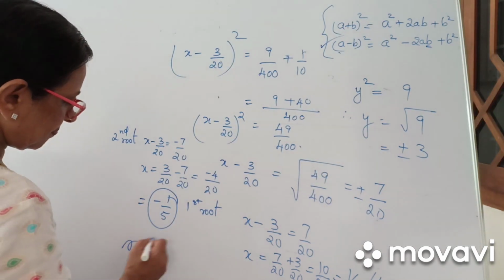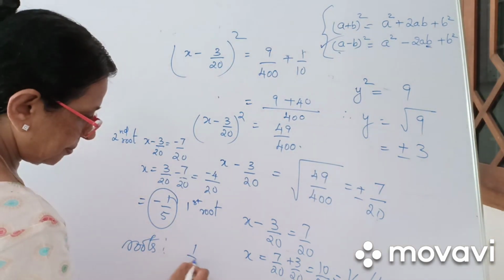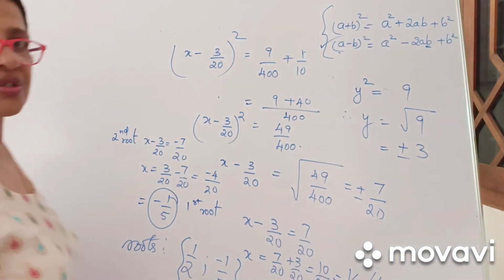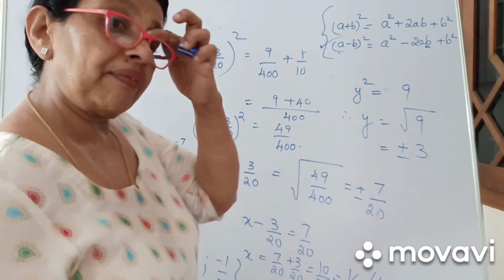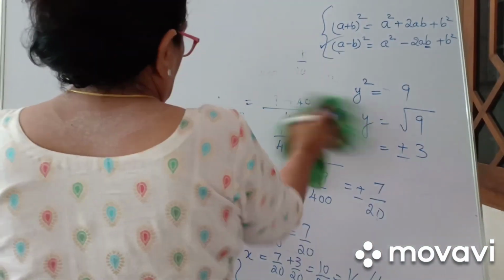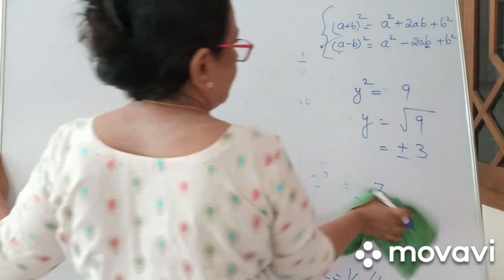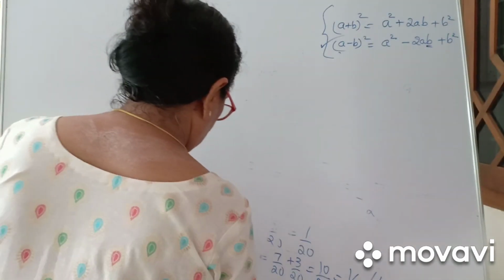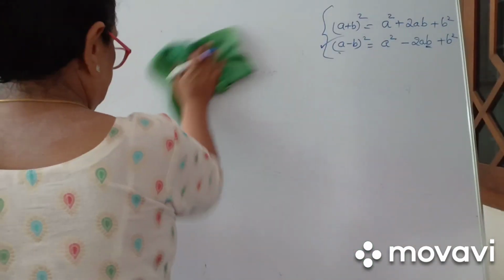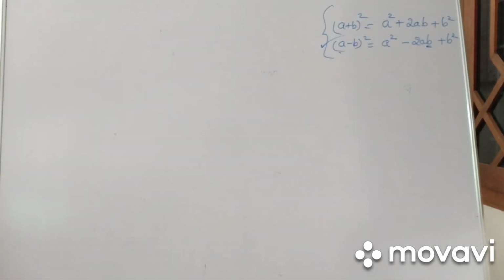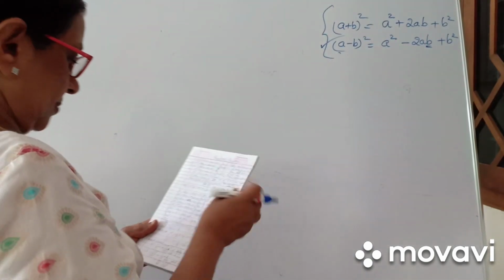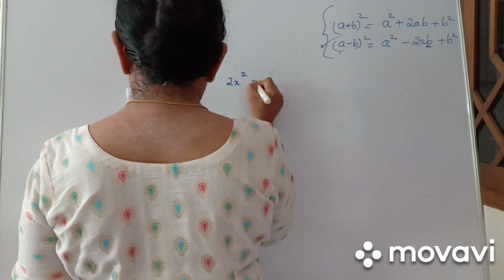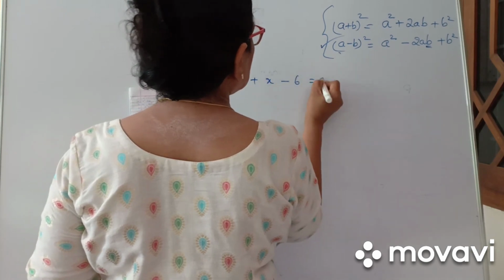So what are your roots? Solution roots are 1 by 2, negative 1 by 5. Understood? This is your completing squares. Okay, we'll do one more problem. Okay, we'll do this. 2x square plus x minus 6 equal to 0.